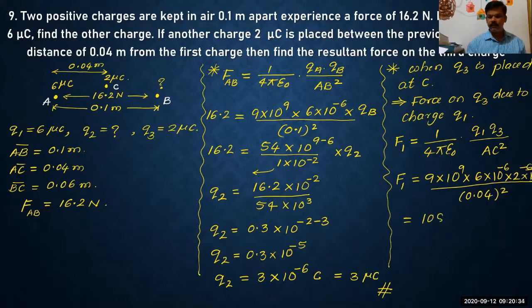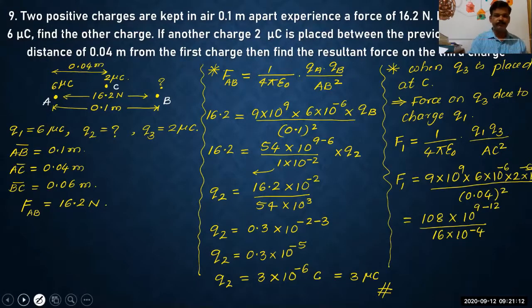108, isn't it? Into 10 raised to 9 minus 6 is minus 12, then divided by this 0.04 whole square is 0.0016. I repeat, 0.0016. Therefore, it is 16 into 10 raised to minus 4. Okay, so what is left now?